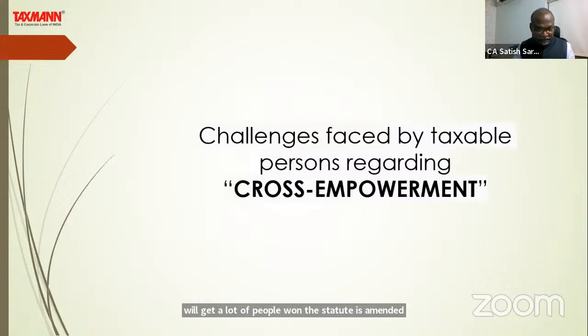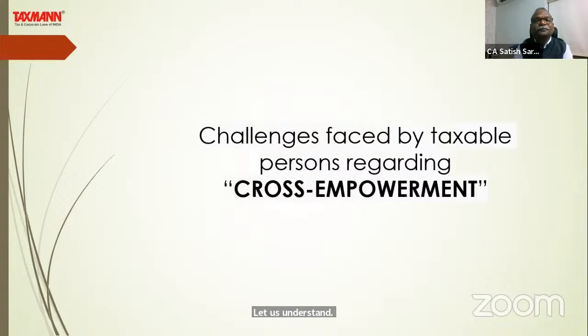Let us come to the next part of my topic. Friends, the next topic is challenges faced by the taxable person with respect to cross-empowerment. Before we go into the sections, provisions and case laws, what is cross-empowerment? Let us understand this.